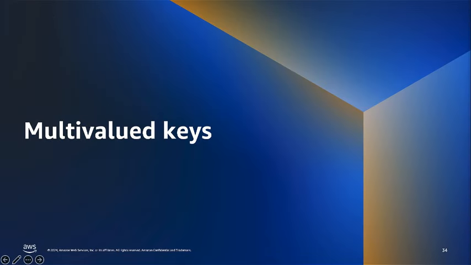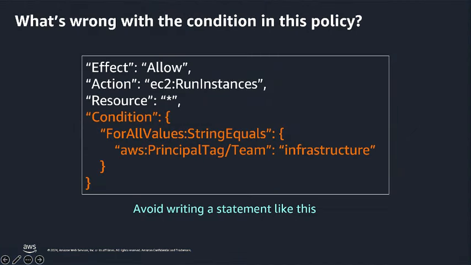Okay. On to what might be the most important concept in this video, multi-valued condition keys. Now the examples I'm going to use in this section primarily deal with tags. There's no significance to that other than the tagging condition keys tend to make it easier to explain some of these concepts. Pause the video, take a look at this policy, and see if you can figure out what's wrong with it. Okay, hold your thought. I'm going to give you the answer in a bit, but I want to walk you through how this behaves first.